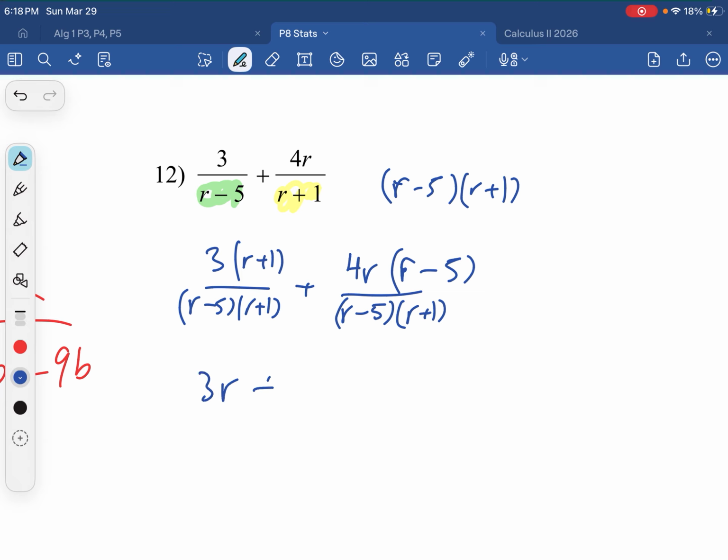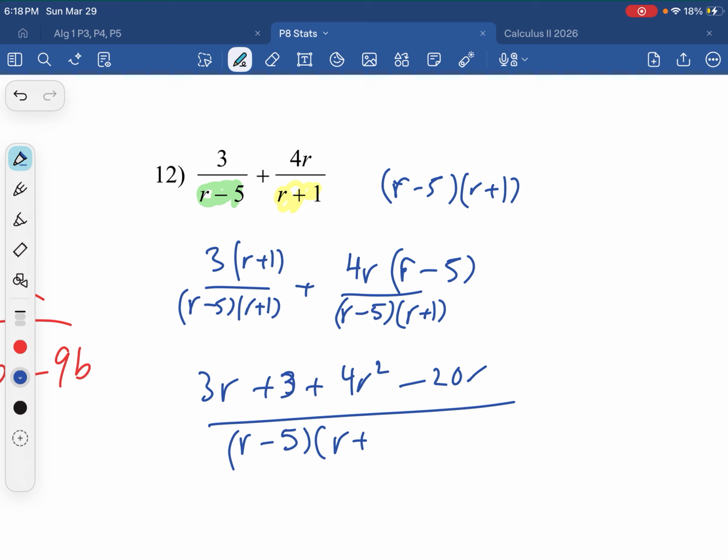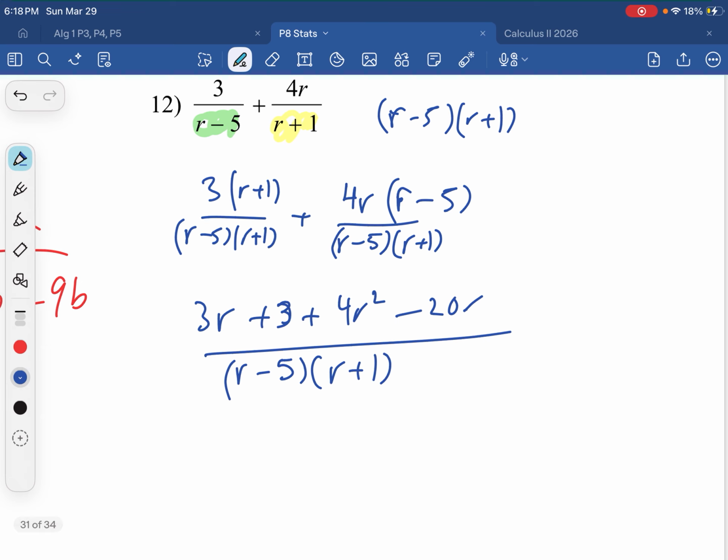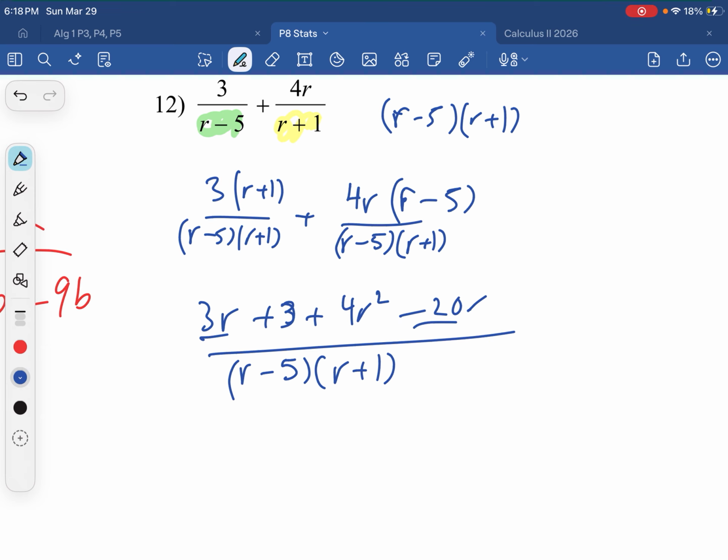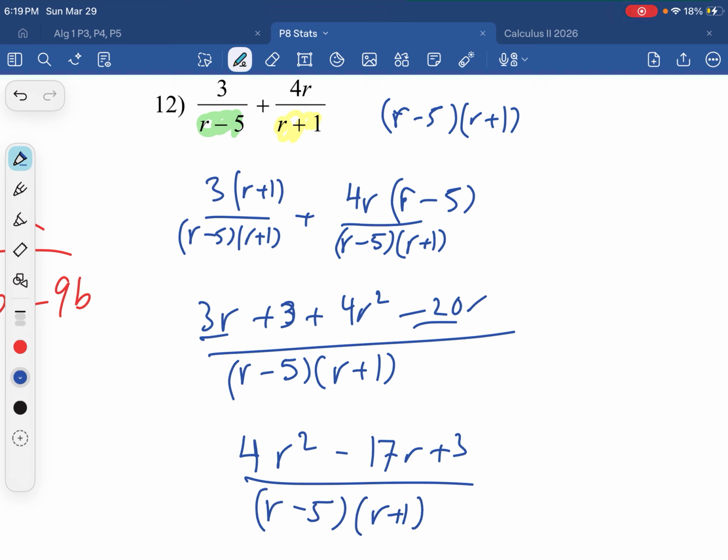This is 3r plus 3 plus, and now this is 4r squared minus 20r. All of this is still going to be divided by r minus 5 times r plus 1. I can combine the like terms, so 3r minus 20r is going to be 17r. I'm going to write this in standard form, so like 4r squared minus 17r plus 3 divided by r minus 5 times r plus 1.